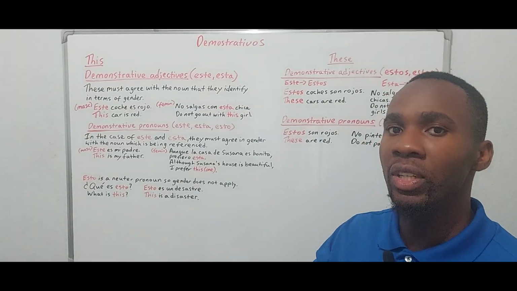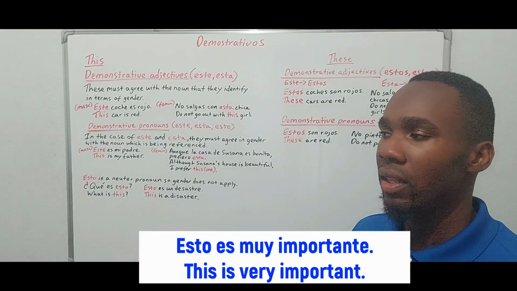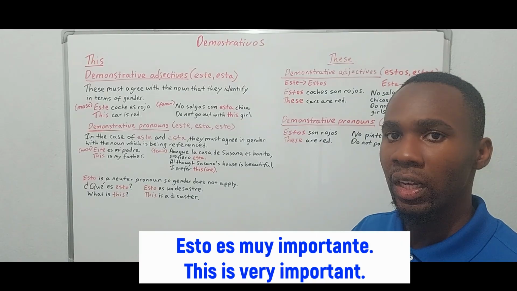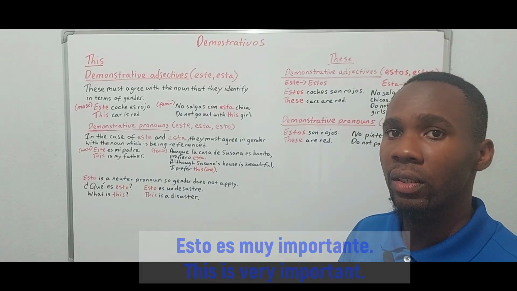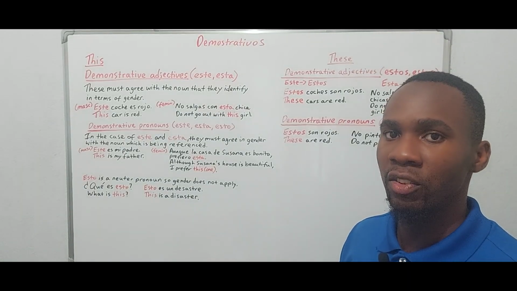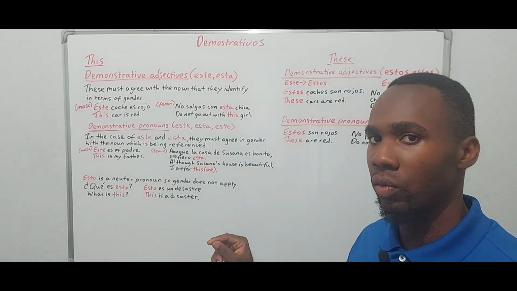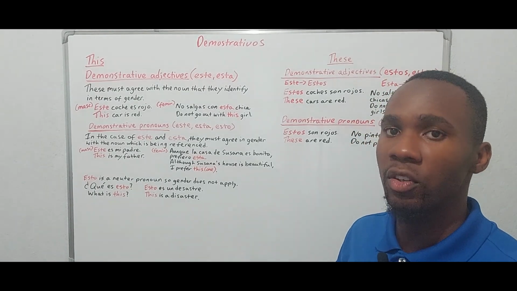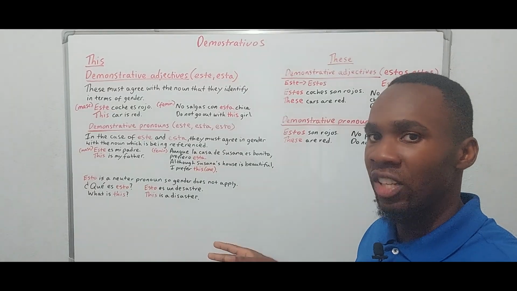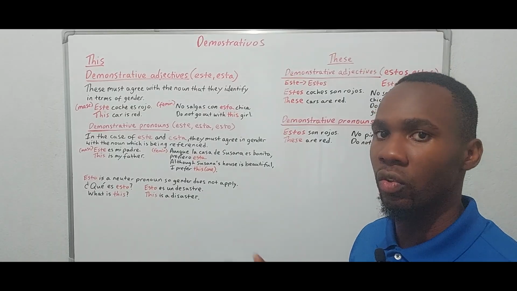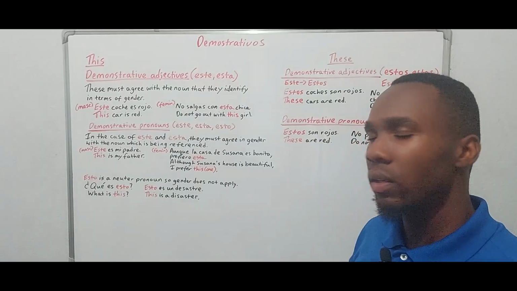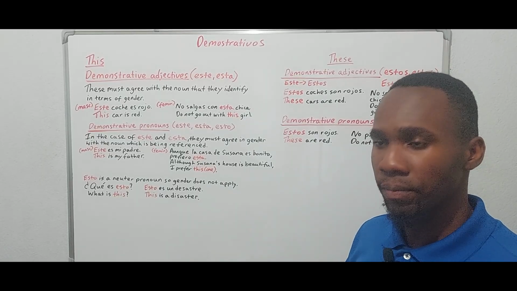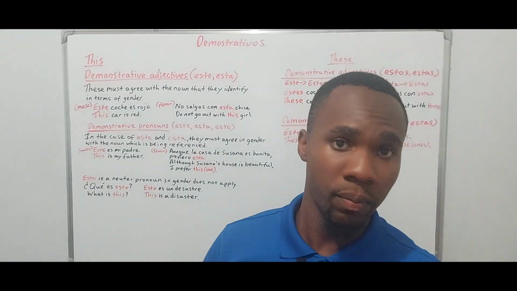If I say esto es muy importante, this is very important, then this refers to something abstract or something that is not tangible. I could be talking about a situation, a lesson, something that is not really tangible. So we use the neuter pronoun esto. For example, esto es un desastre. This is a disaster. What does this refer to? We don't know. So because it has not been mentioned and it's not clear, we have to say esto. Right? So esto is used when the item or the noun is unspecified. Okay? Muy bien.